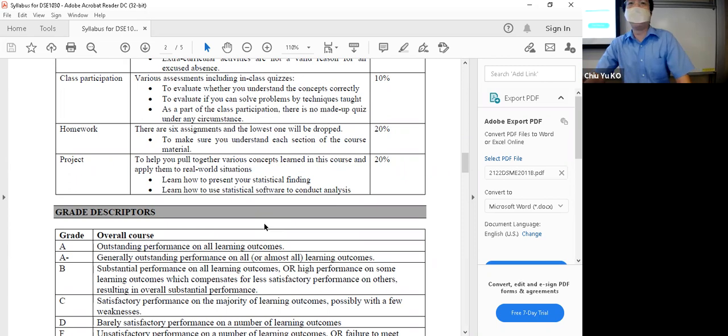I'll tell you more about the project later, because it depends on how many people are in this room at the end of the drop period, and then we decide the maximum number of students allowed per group. Of course, two people is fine. Whether we allow three, four, or five depends on how big the class is. And whether we allow presentations also depends on how many students there actually are at the end.